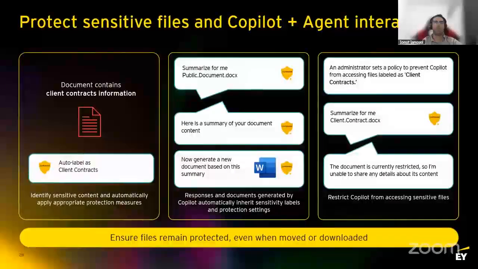In here, we will be talking about how to protect sensitive files in Copilot plus agent interactions. So again, the scenario where the company manages thousands of client contracts, they are stored in different SharePoint sites, OneDrives, and these documents contain highly confidential information such as pricing, legal terms, or personal data. And our employees will be starting using Copilot or other agents to summarize these documents or to create reports. Even though it sounds productive, what happens if Copilot summarizes a sensitive contract and shares it without protection?